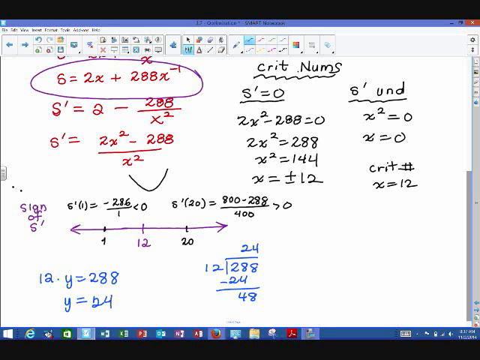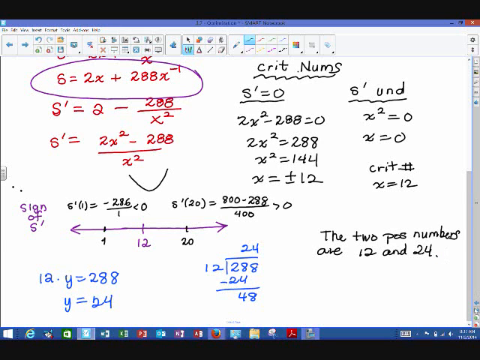So I always like to answer a story problem with a sentence. So we would say the 2 positive numbers are 12 and 24. And that's the solution to example 1.